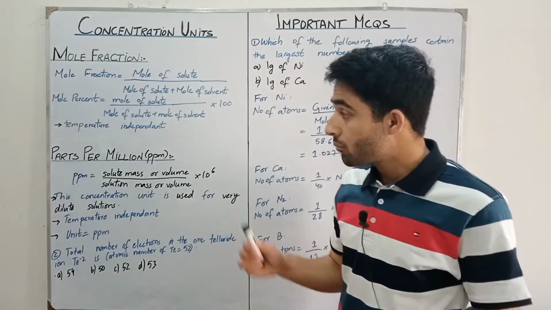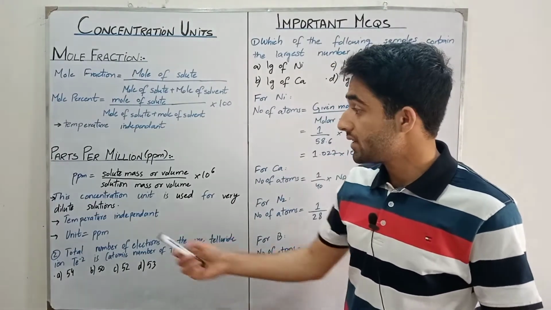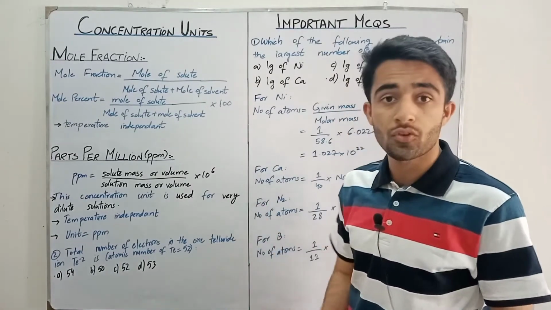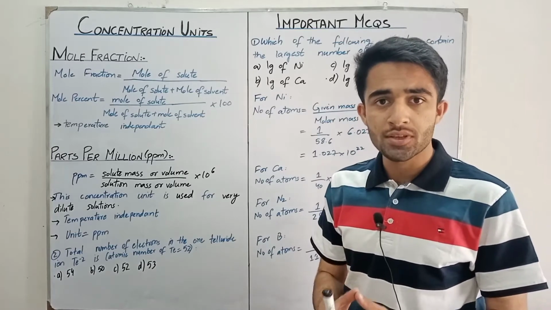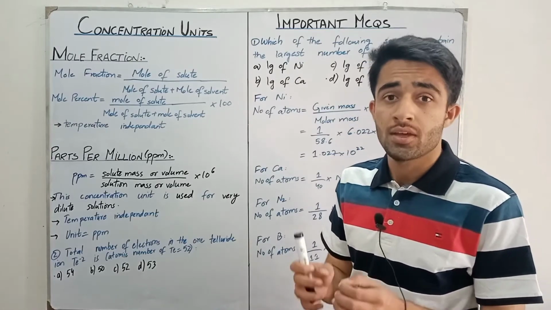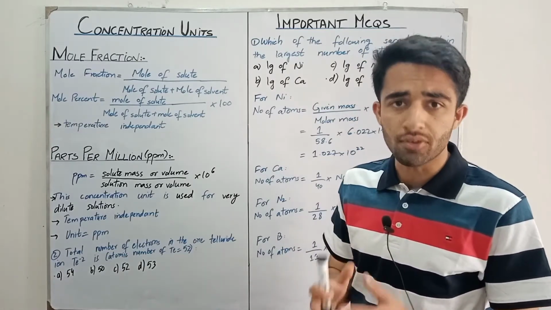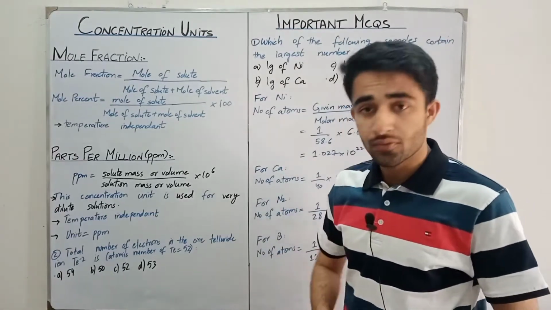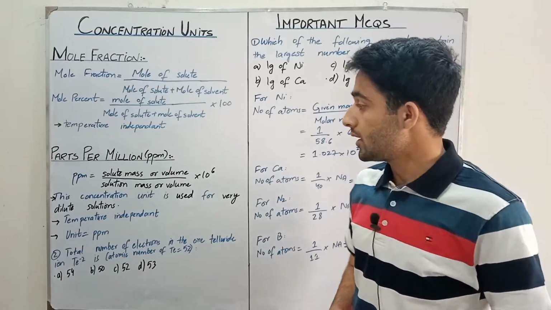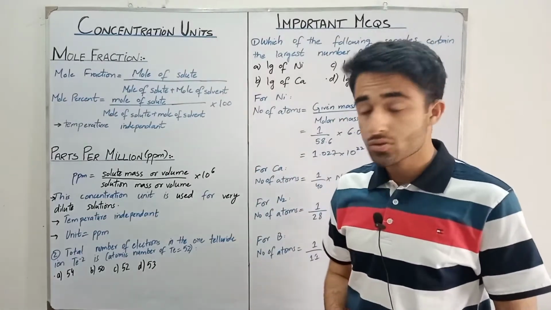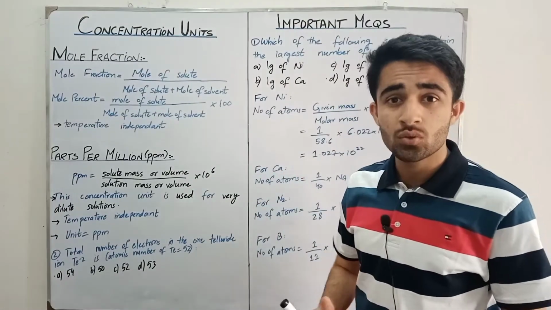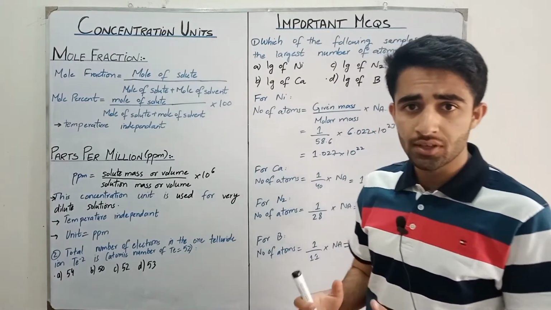The important point of parts per million is that this concentration unit is used for very dilute solutions. Dilute solutions are those solutions in which the solute quantity is very small relatively compared to the solvent. That is why we use parts per million if we have very dilute solutions. The parts per million is also a temperature independent quantity and the unit is the ppm. These are the two remaining concentration units we have studied in this lecture.